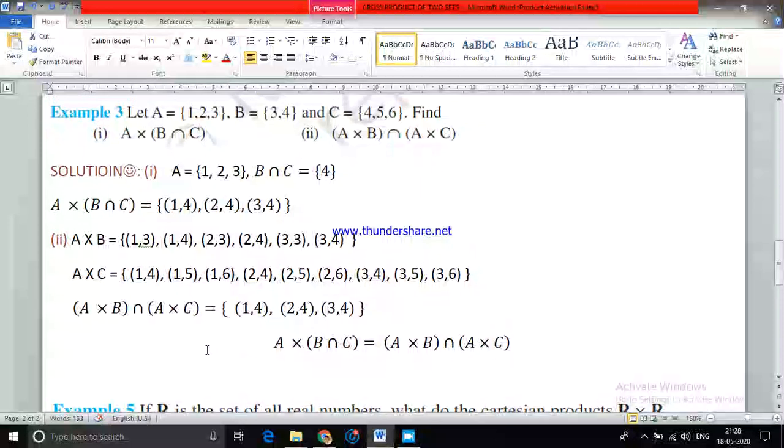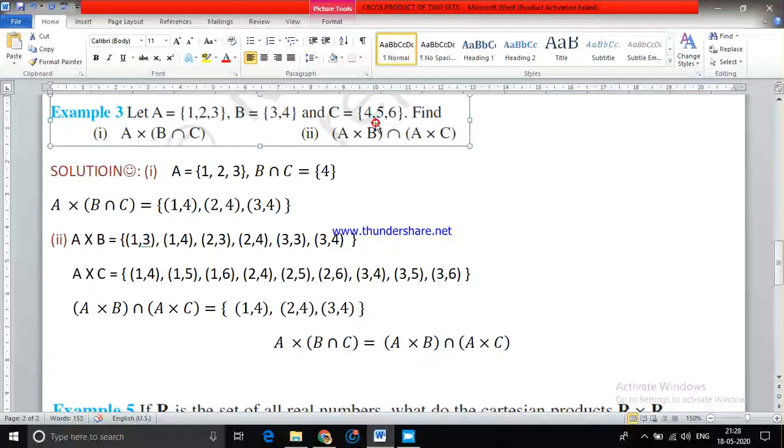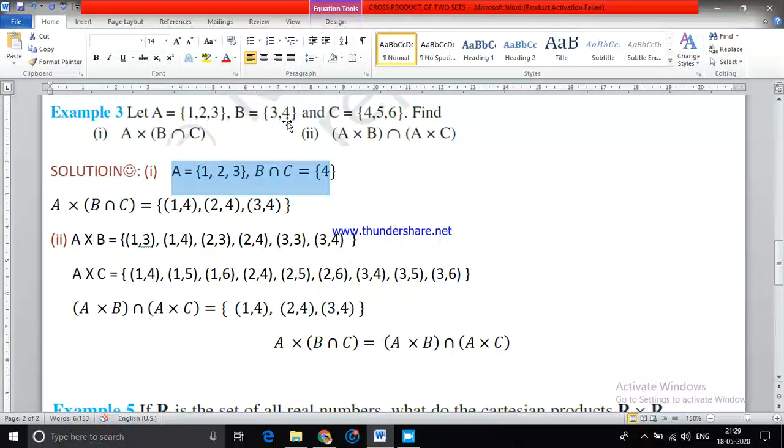So we take another example to understand more. A is given as {1, 2, 3}, B is given as {3, 4}, and C is given as {4, 5, 6}. Then you have to find A cross (B intersection C). And the second question is (A cross B) intersection (B cross C). So first, set A is given, then I found B intersection C. The common element of B and C is just 4, so B intersection C is {4}.